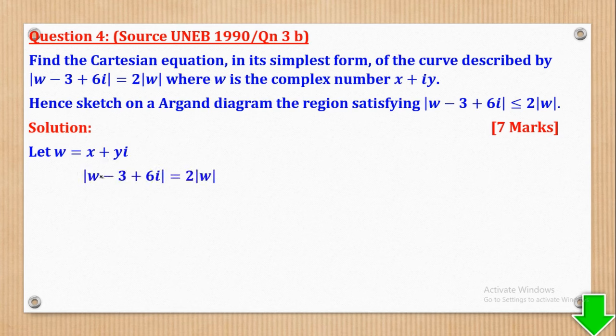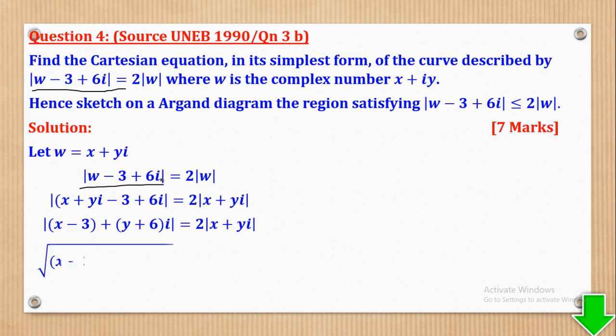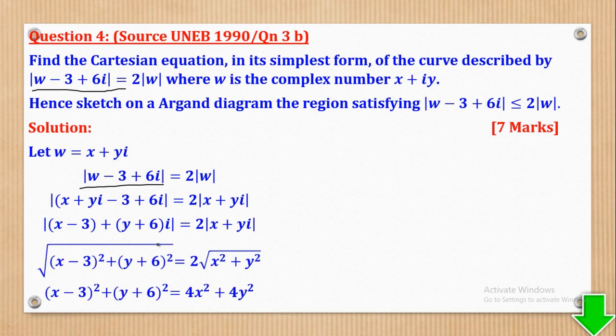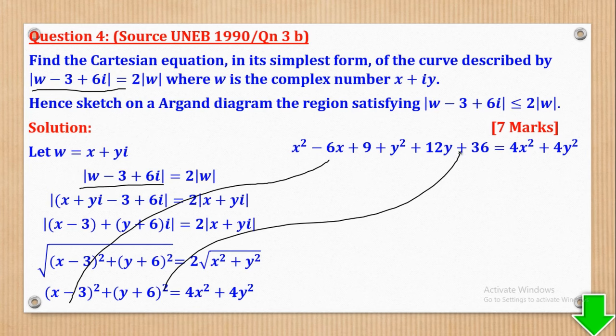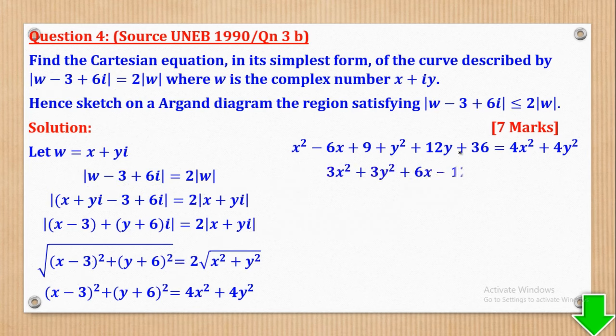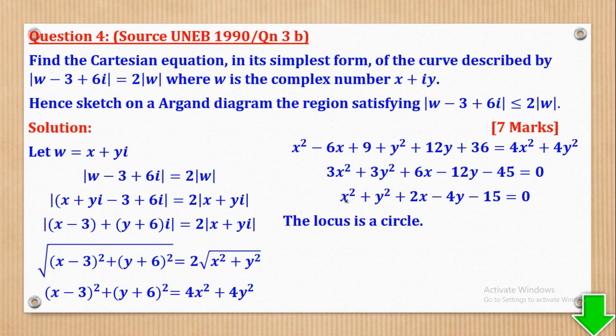So we know that w is that, therefore come and quote the condition, then substitute for w, and after that you rearrange. Then from there you get the modulus and square both sides to come up with that. Expand further this one and this one also. Then collect like terms to put everything on one side. You can divide through by 3 to come up with that. And that is the Cartesian equation in its simplest form. They said in its simplest form. And that locus will be a circle, or the Cartesian equation is the circle.